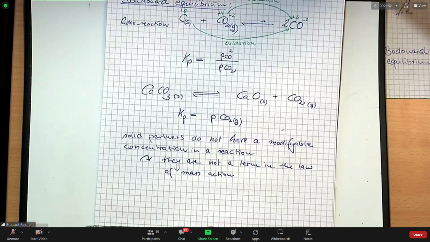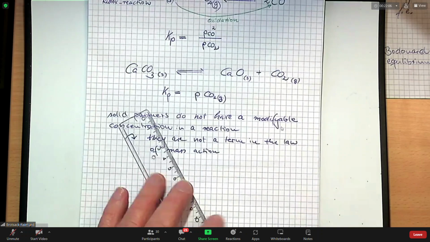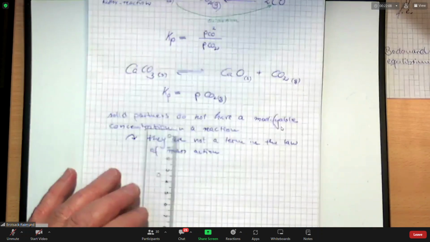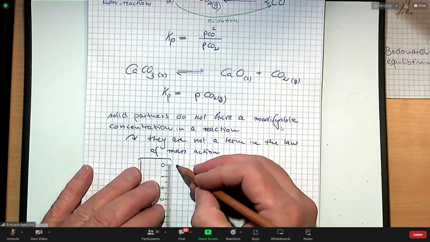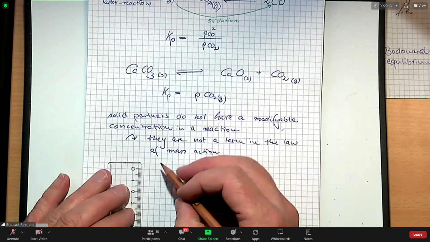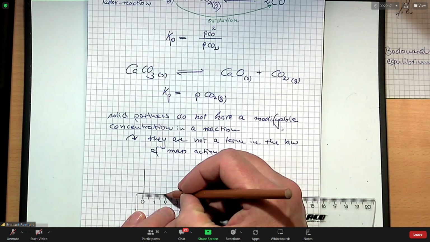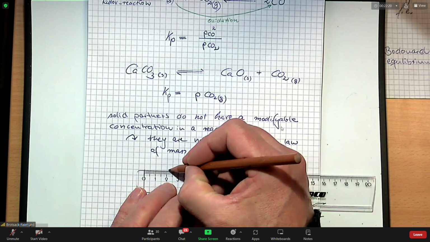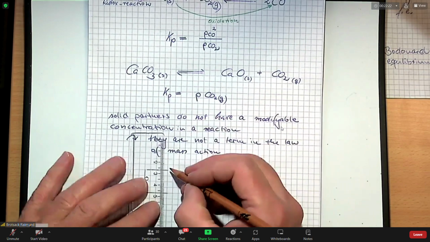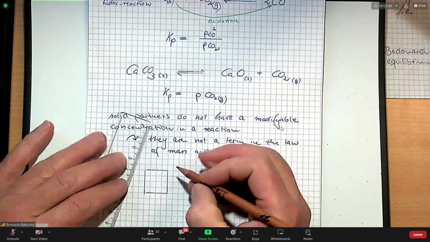Solid partners do not have a modifiable concentration in a reaction, so they are not a term in the law of mass action. Let's try to visualize it in a small figure. We have a cube which is our volume where we are looking.